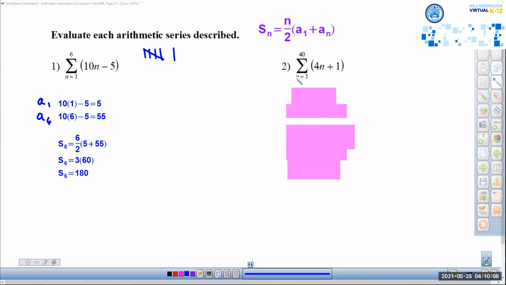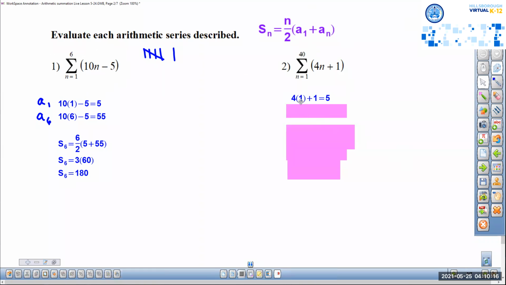So we're going to do the same thing here. Our first term will be when we substitute this number, 1. So 4 times 1 is 4, plus 1 is 5. That's our a sub 1. In this case, our a sub n is going to be our a sub 40, because that's the last term of the series. So 4 times 40 is 160, plus 1 is 161.